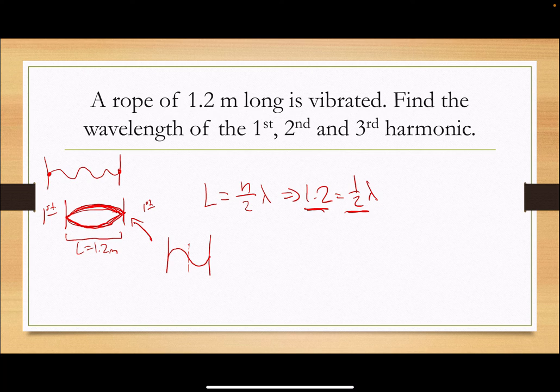And so, but we can solve this for wavelength. We just need to multiply by 2 on both sides. And so we get that 2.4 is equal to the wavelength. And so the wavelength of the first harmonic is equal to 2.4 meters. And we can do this for the other ones. Let's go ahead and sketch them.